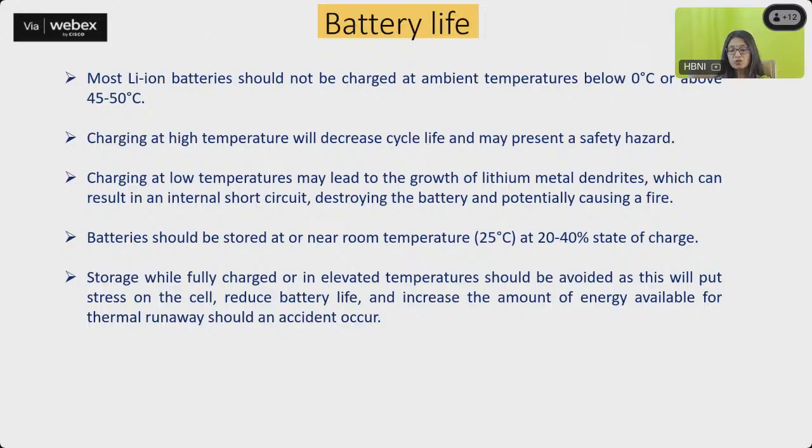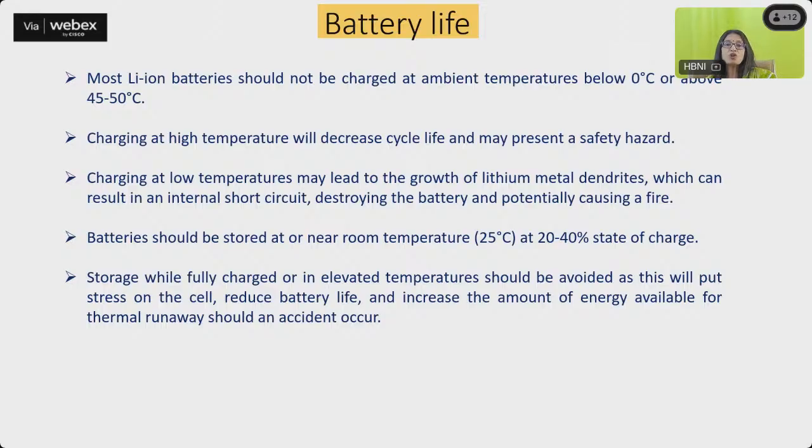If you are storing it while fully charged or at elevated temperatures, this is going to put a lot of stress on the cell. It is going to reduce your battery life, and it's going to increase the amount of energy which is available for thermal runaway should an accident occur. So please understand that the battery life is dependent on many factors.